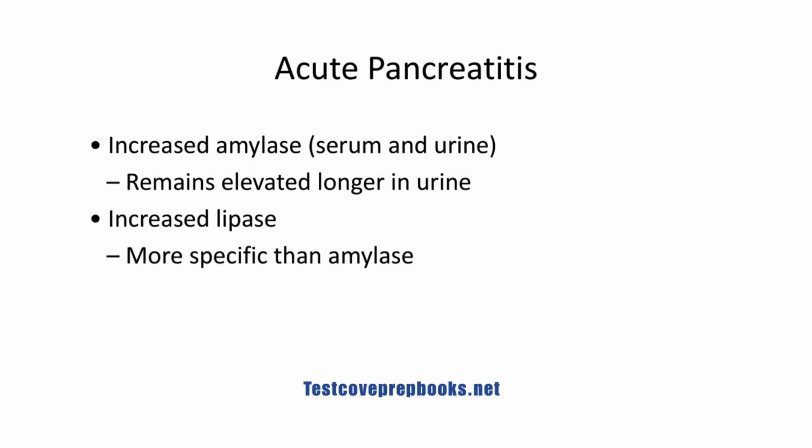In acute pancreatitis, both amylase and lipase levels rise. Amylase increases in both the blood and urine, but it stays elevated longer in the urine. Lipase is more specific for pancreatitis than amylase and remains elevated for a longer duration, making it the preferred enzyme for diagnosis.